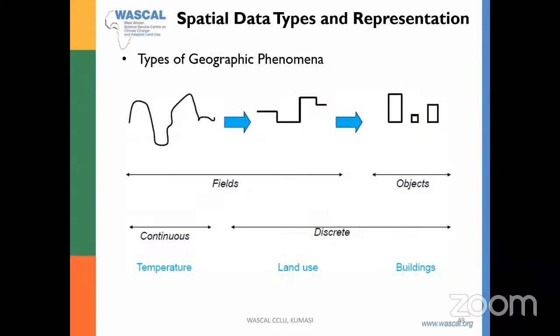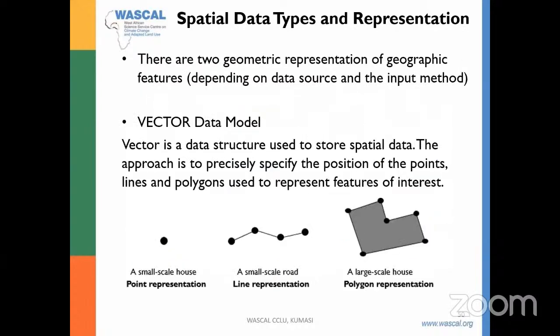So this is an illustration of the types that I've mentioned, the fields and the objects. Within the fields, we have the continuous and the discrete, and these are some examples that we can have. So land use, which we may be working with mostly, is a field object, but it's discrete. Temperature is a continuous field data that we can be using. Based on these data types, they have their representation. Once we know that this is a field and it's continuous, how it's being captured into the GIS is also key. So we'll quickly look at that.